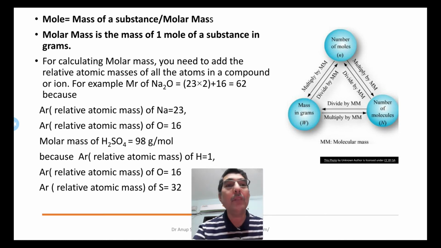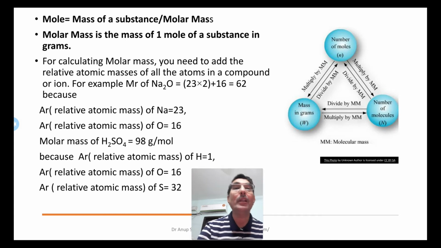So for calculating molar mass, you need to add the relative atomic masses of all the atoms in a compound or ion, as I just showed you with H2O. Similarly, Na2O, that is sodium oxide. We know the relative atomic mass of sodium is 23, and because two atoms are there, it is 23 times 2 plus oxygen's relative atomic mass of 16, and together it is 62.